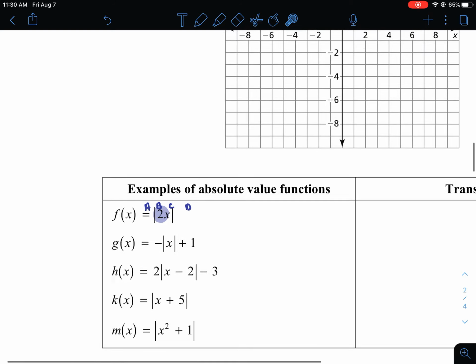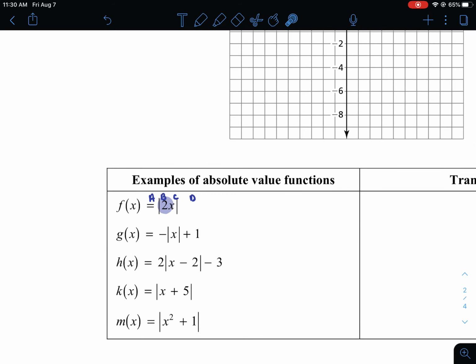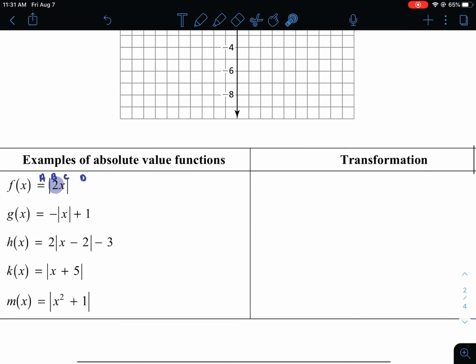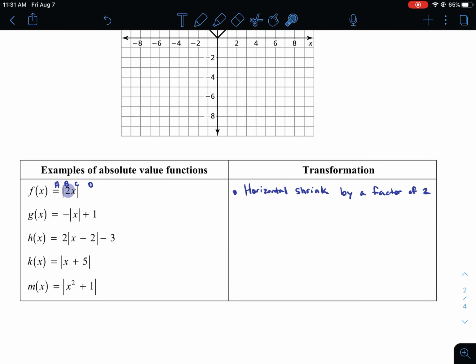Okay? It's opposite. I know you think of 2, like if it were 1/2, you would think that that would shrink it, but it doesn't. It has the opposite effect. Anything that is inside of these bars or parentheses, if it's a quadratic, does the opposite of what you think it would do. So you would think that a 2 would be a stretch because you're making it larger, but it's not. It's actually a shrink, and I'll show you what that looks like. So this is a horizontal shrink by a factor of 2. Horizontal shrink is the same as a vertical stretch. So you're going to see that it's going to get skinnier and it's going to get steeper.